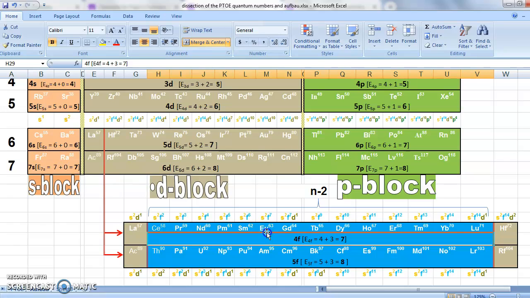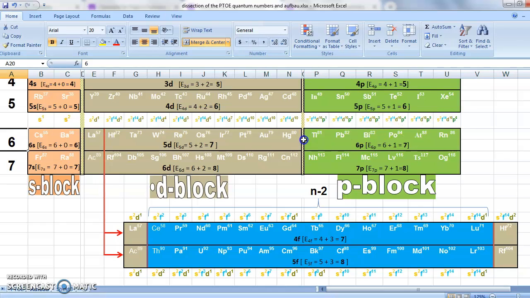But I don't have to remember that. I just write in n-2. I write a 6 out in front of that row. This is in front of that row. You see how it breaks out? 6 minus 2 is 4. This is the 5F. 7 minus 2 is 5.